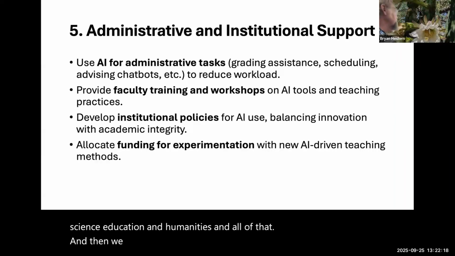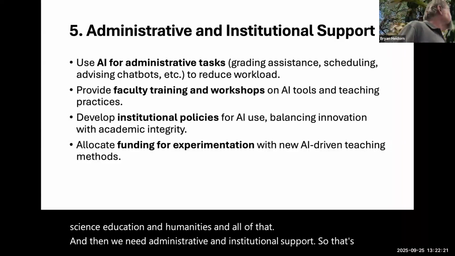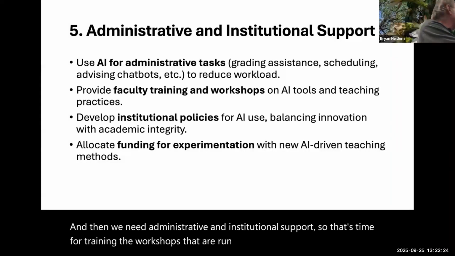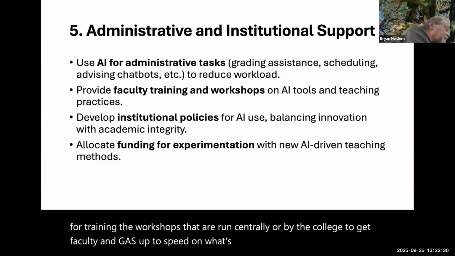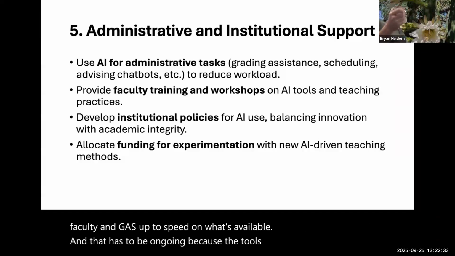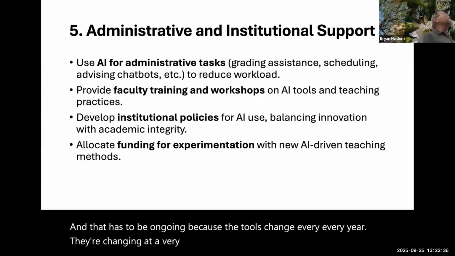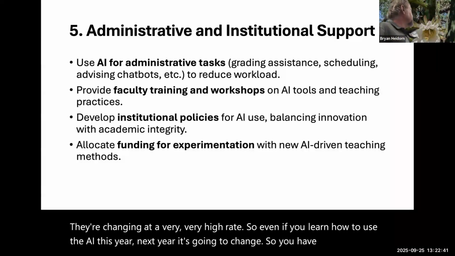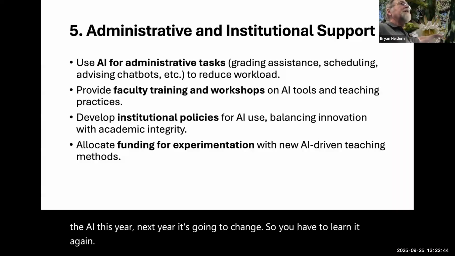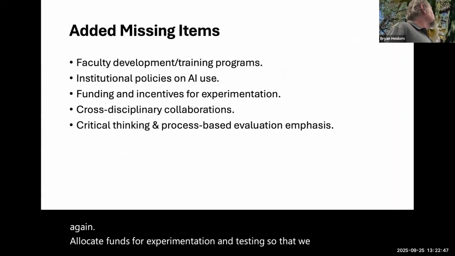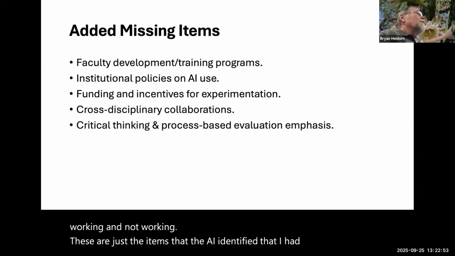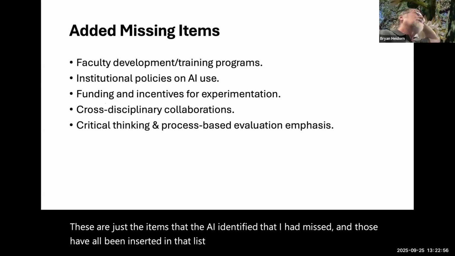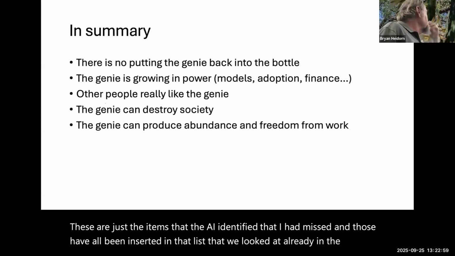And then we need administrative and institutional support. So that's time for training, the workshops that are run centrally or by the college to get faculty and GAs up to speed on what's available. And that has to be ongoing because the tools change every year. They're changing at a very high rate. So even if you learn how to use the AI this year, next year it's going to change. So you have to learn it again. Allocate funds for experimentation and testing so that we know what's working and not working. These are just the items that the AI identified that I had missed, and those have all been inserted in that list that we looked at already in the appropriate categories.